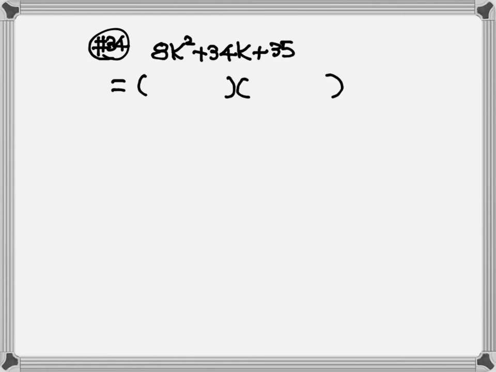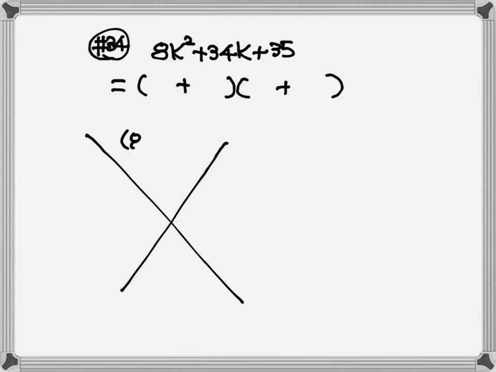Number 34. Here we have 8k squared plus 34k. Then after that, plus 35. Okay, so step 1, you have to decide which formula you're going to use. So this, we're going to use equation number 1, be a plus and plus. After that, we're going to draw a big X.